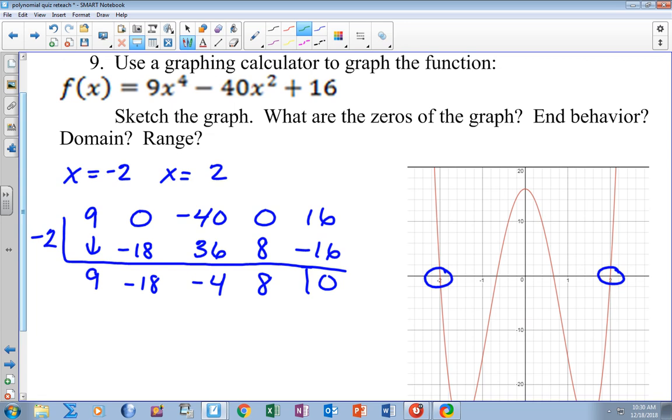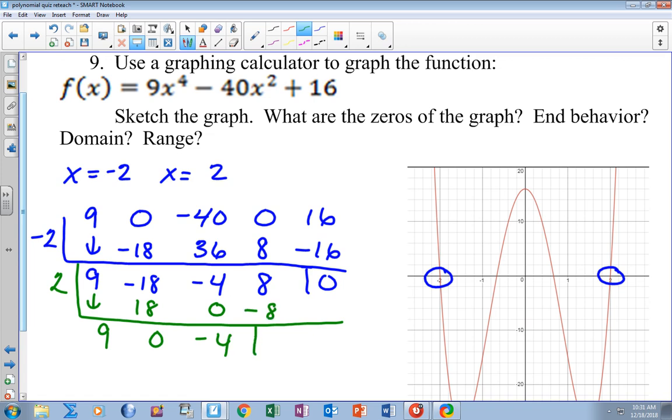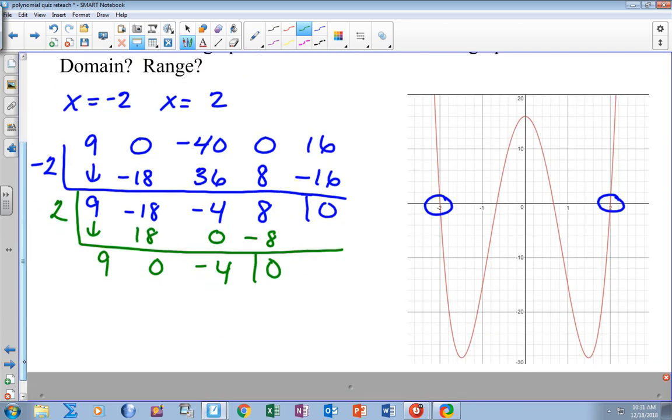So now I'm going to go ahead and put 2 through because we said that 2 is also a root. So I'm going to continue on with this problem and put the 2 through. So we bring down the 9 again and we go through the whole same process. 2 times 9 is 18. That gives me 0. 2 times 0 is 0. That gives me negative 4. 2 times negative 4 gives me negative 8 with a remainder of 0. So that shows that 2 is also a 0. So now I'm just going to go ahead and finish this problem.